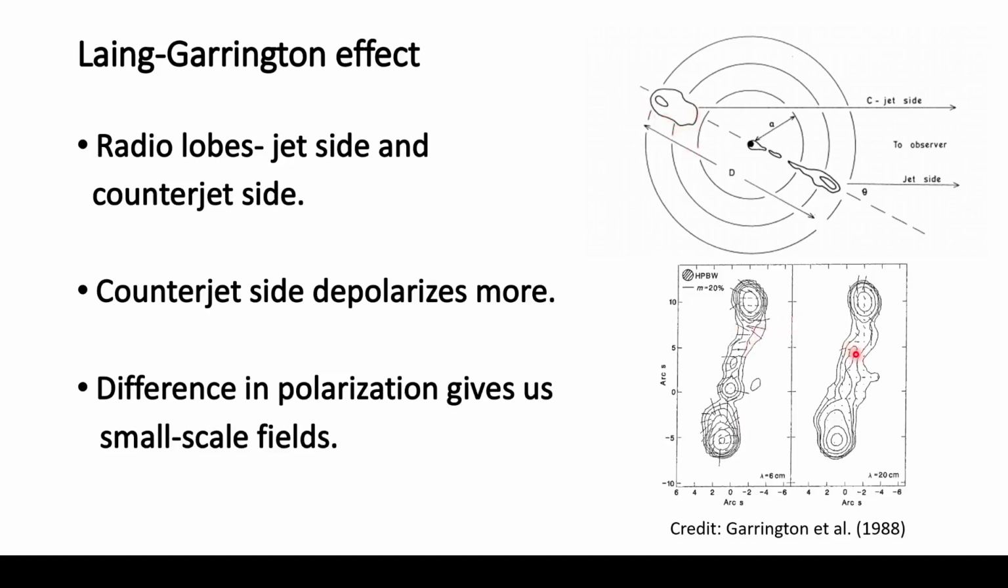In this image, the radio lobes are shown at two different wavelengths, and the lines represent the strength and the direction of the polarization. When the wavelength changes, the polarization angle rotates. But for the counterjet, which is the bottom part, there is also a depolarization. Thus, if we compare the polarization values between the jet and the counterjet, we can infer the strength of the small-scale magnetic fields present inside the medium of the elliptical galaxy.